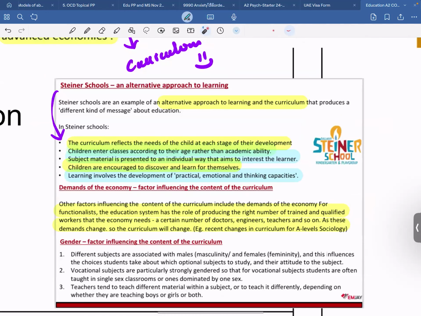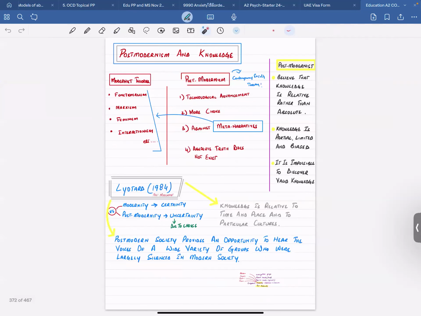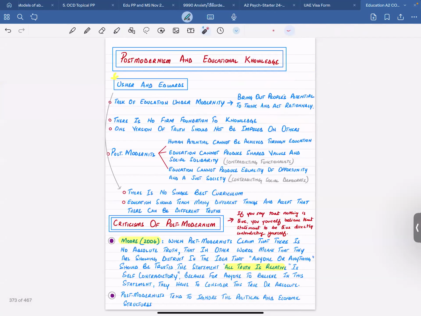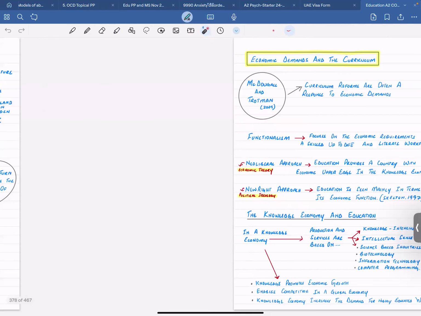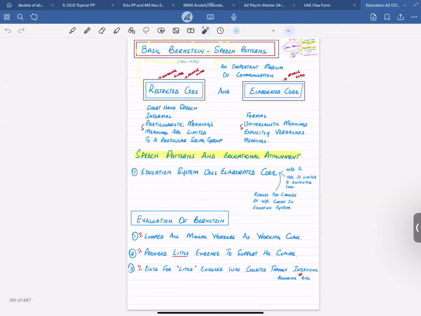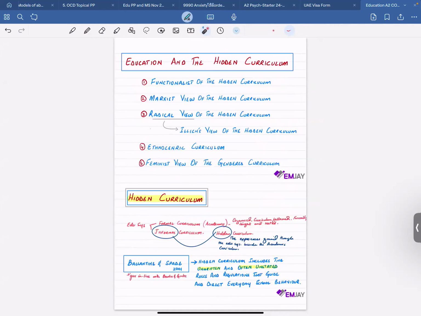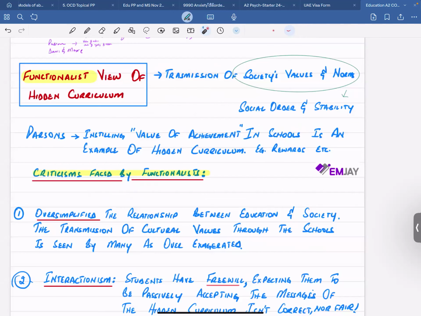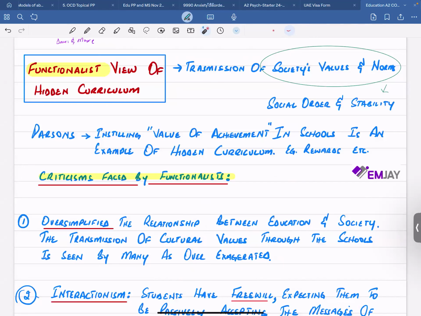Do you want to know more about functionalism? I'll just show you more about functionalism. According to the functionalist perspective, the education system is designed to facilitate the economy. Here you go, the functionalist view of the hidden curriculum. You could pick up content from here as well.